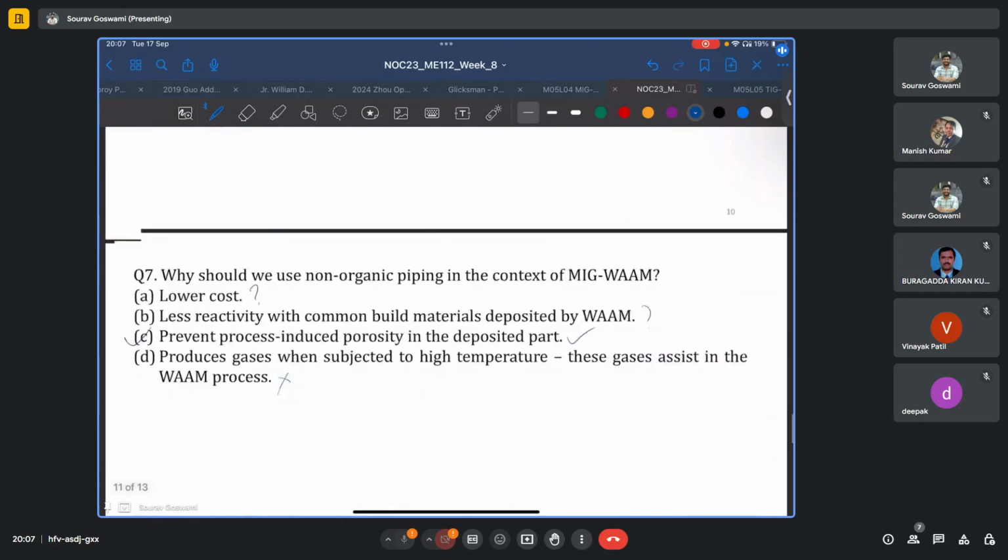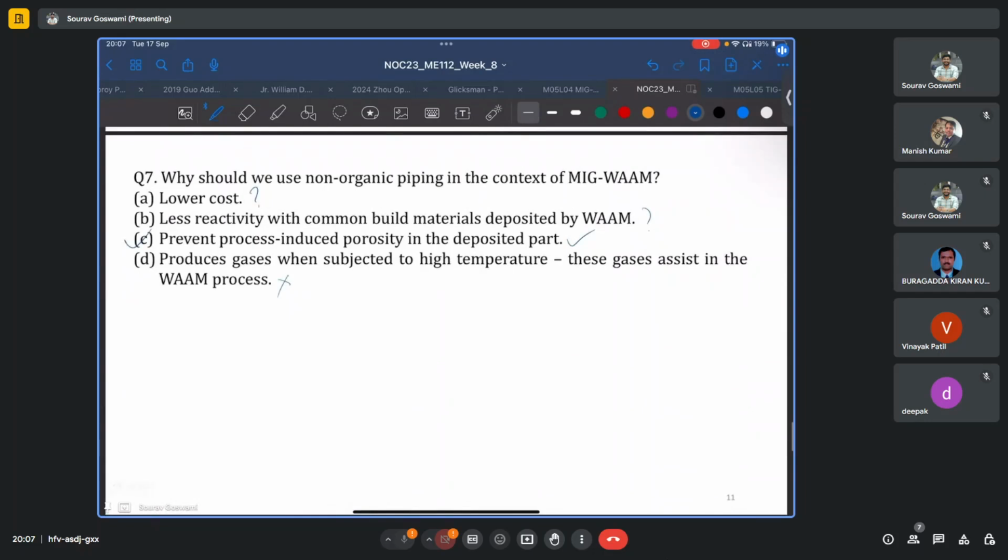Okay, the next couple of questions are actually about electron beam wire arc additive manufacturing, which we have not discussed yet. So we will stop here.